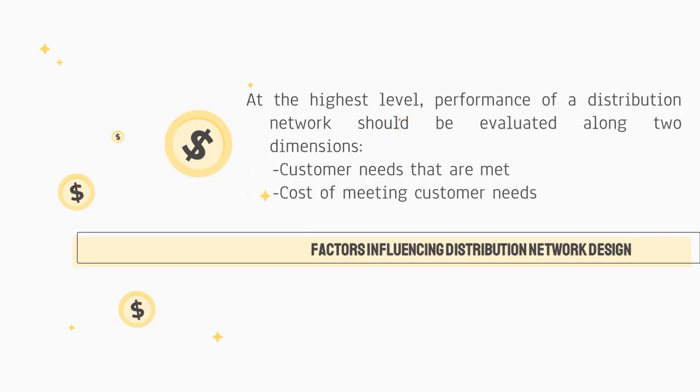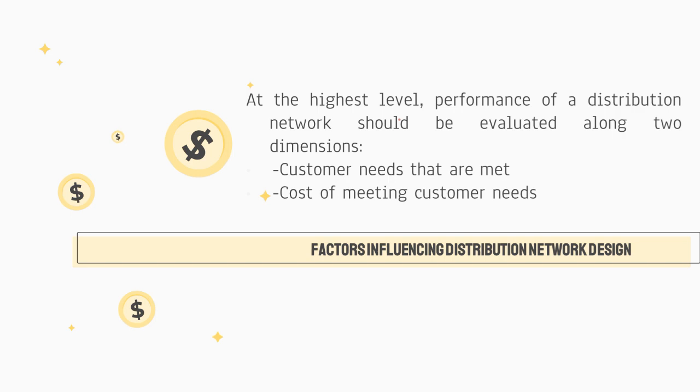So, what are the factors influencing distribution network design? So, at the highest level, performance of distribution network should be evaluated along two dimensions. Okay? So, first is the customer needs that are met. So, isa sa mga i-evaluate natin pagdating sa paggawa ng distribution network design is we need to make sure na yung mga pangangailangan ng customers natin, ng mga guests, mga turista, is ma-meet natin siya. And then, cost of meeting customer needs.